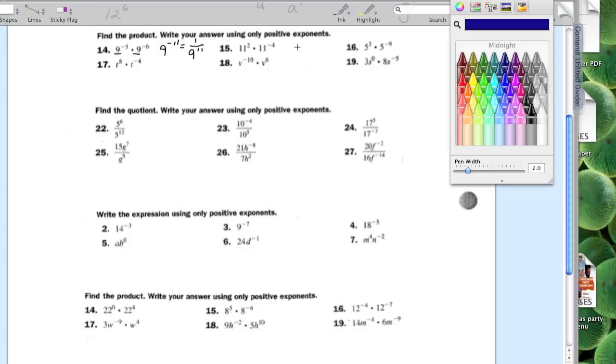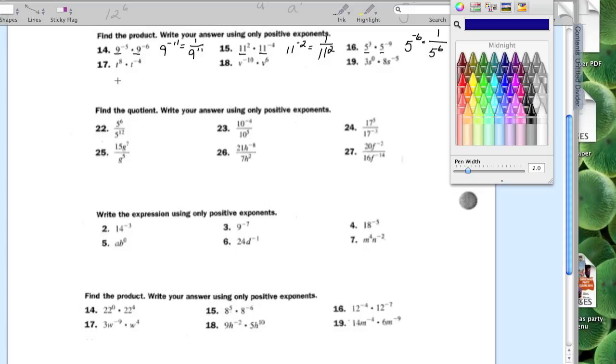Number 15, our base is 11, so 11 stays the same, and I'm going to add 2 plus negative 4, and I get negative 2. But I don't want a negative, so I put it in the denominator, and now it's positive, 1 over 11 squared. My base here is 5, so 5 stays constant, and I add 3 plus negative 9, which is negative 6. That negative has done something wrong, so it goes into timeout where it has to think about what it did wrong, or basically you just put it in the denominator, 1 over 5 to the positive 6.